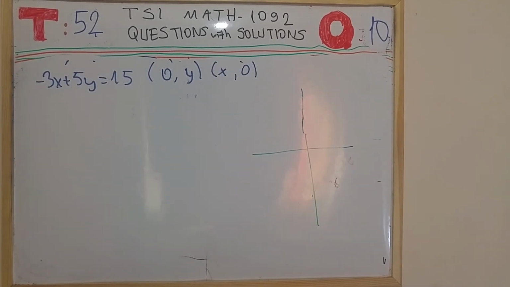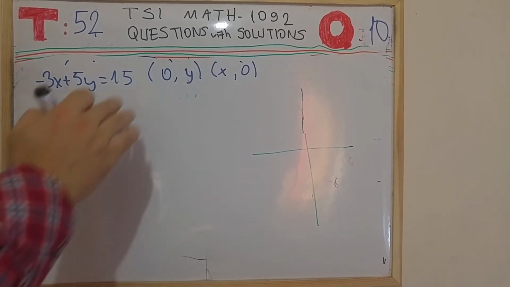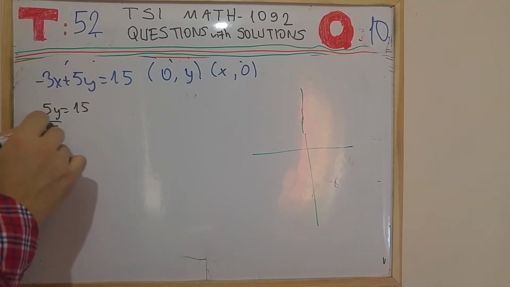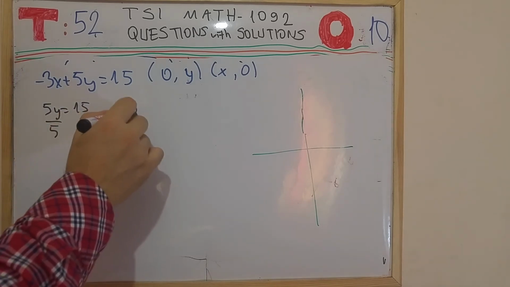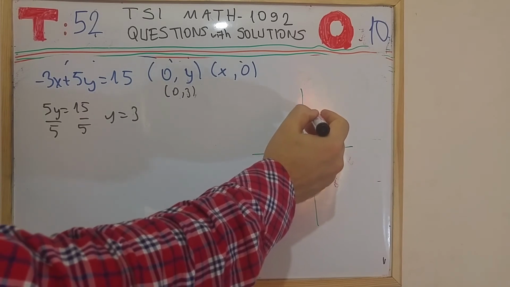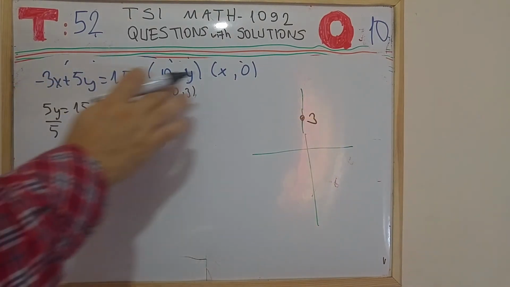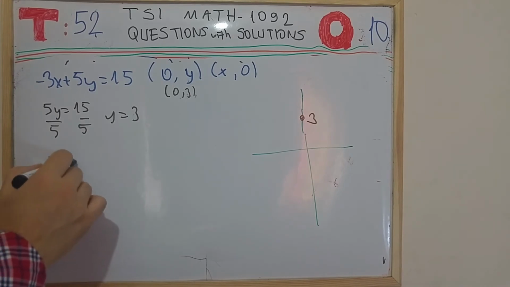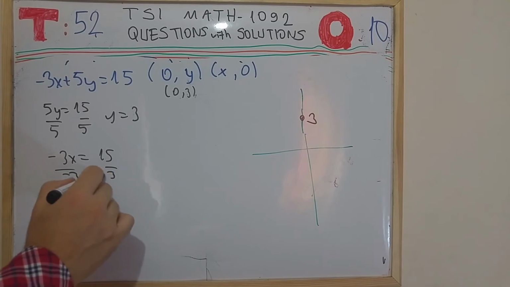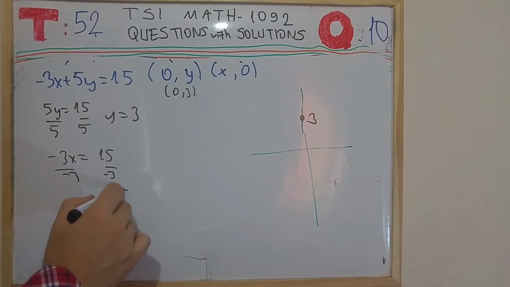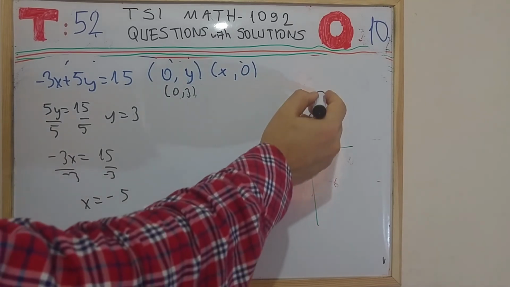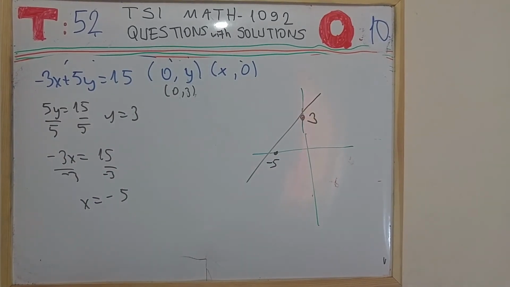Let's find out the points where the axes are cut. For x is equal to 0, 5y is equal to 15, and y is equal to 3. So the first point is 0, 3, somewhere like this. And the second point is where y is equal to 0, so minus 3x is equal to 15, and dividing each side by minus 3, x is equal to minus 5, which must be somewhere like this. And the line passes through these 2 points.